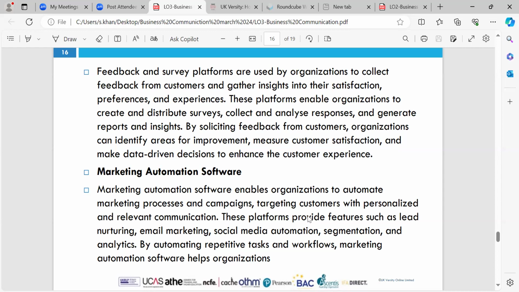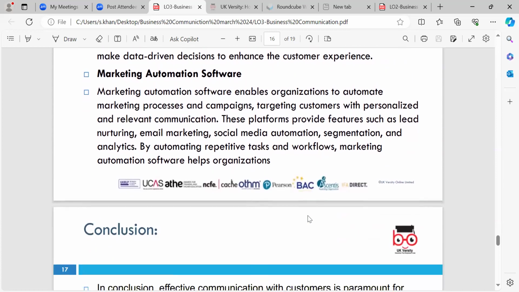Marketing automation software. Marketing automation software enables organizations to automate marketing processes and campaigns, targeting customers with personalized and relevant communication. These platforms provide features such as lead nurturing, email marketing, social media automation, segmentation, and analytics. By automating repetitive tasks and workflows, marketing automation software helps organizations improve their systems.